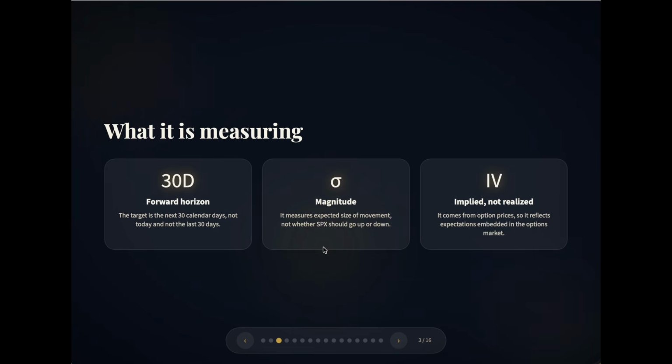And it's important to understand that this is implied, okay? Not realized, but implied. So it reflects expectations embedded in the options market.